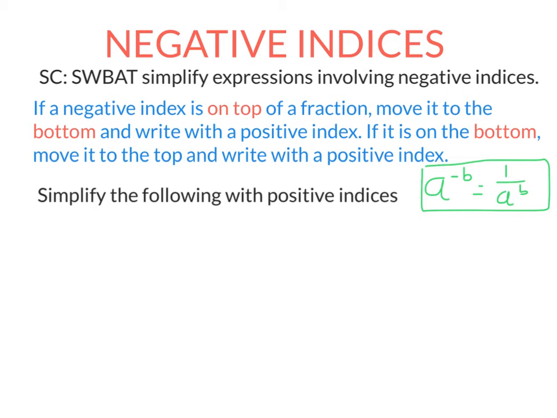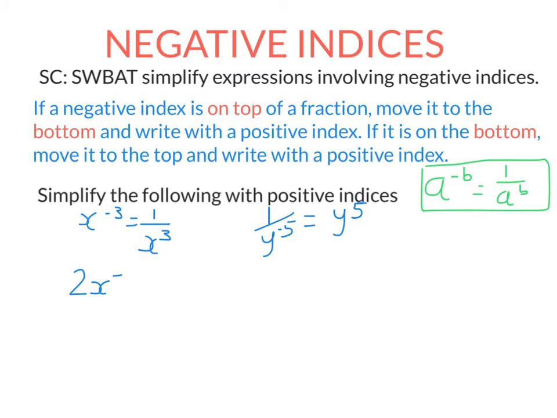The questions you'll commonly be asked involving negative indices: you'll be asked to simplify an expression and write the answer with only positive indices, positive powers. So for example, something like x to the power of minus 3, that's simply 1 over x to the power of 3. If you have something like 1 over y to the power of minus 5, well, our rule up here says you move it to the top and write it with a positive power. How easy is that?